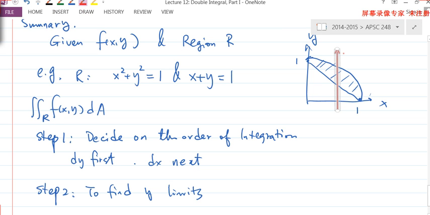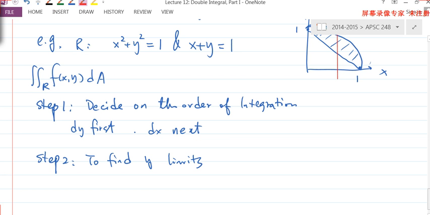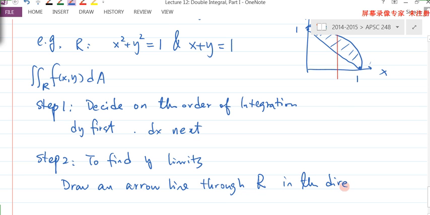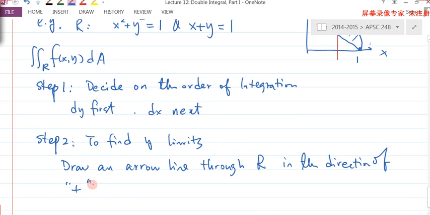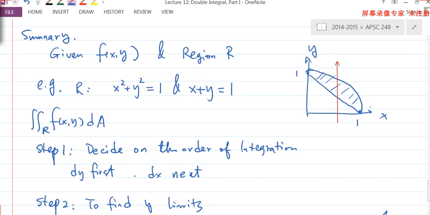Okay, so you draw one like this. This is the step here. So draw an arrow line through the region R in the direction of positive y-axis. Because we're integrating with y first, that's why we do this. This is basically equivalent to the previous case.